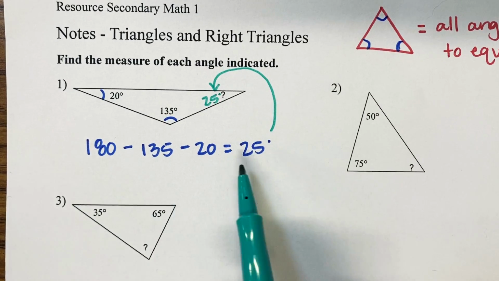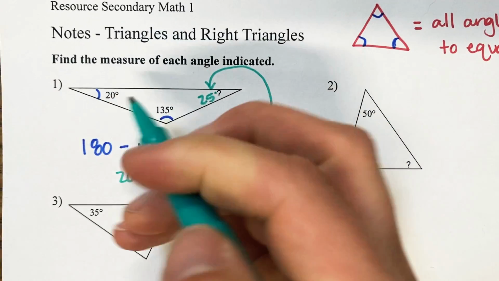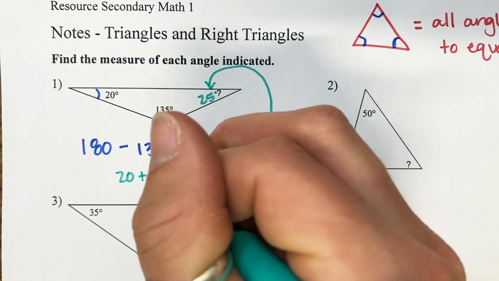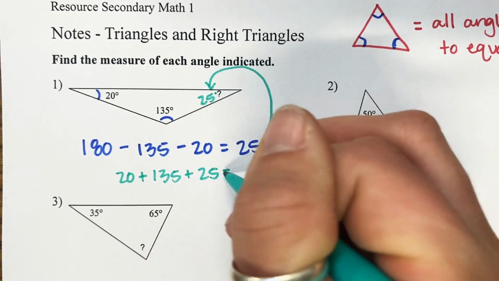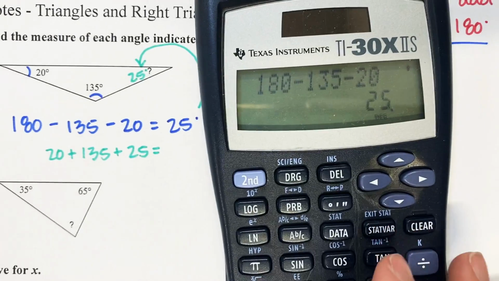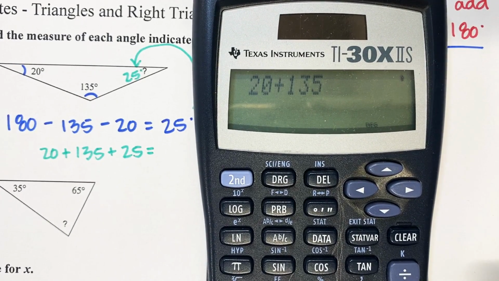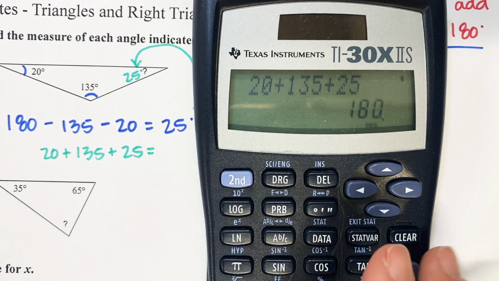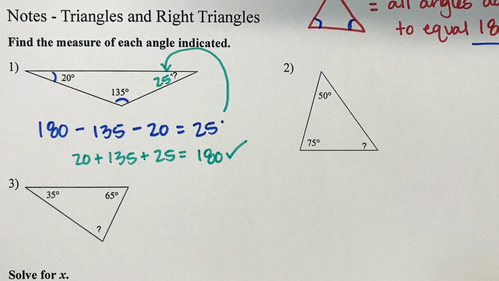And if you wanted to double check your work, you could even say, well, let's double check. Does 20 plus 135 plus the 25 that we found equal 180? We're just double checking our work here. 20 plus 135 plus 25. And yes, it does equal 180. So we are good.